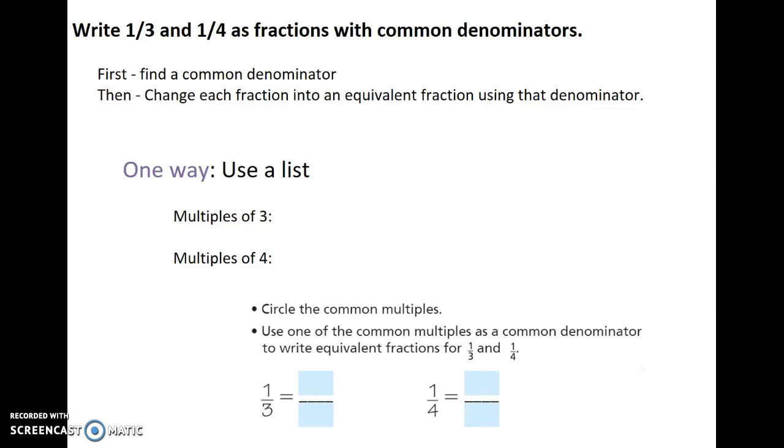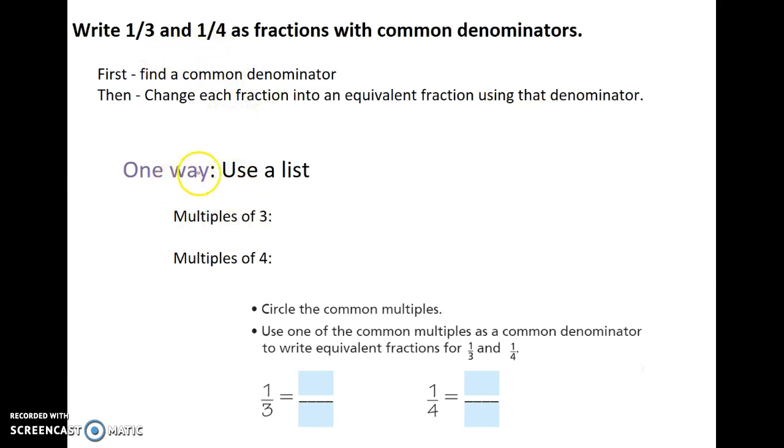We are going to do a ton of work with fractions this year, but we're going to start off today talking about common denominators. So the first problem says write 1/3 and 1/4 as fractions with common denominators. So generally, this is going to be our process. First, we're going to find a common denominator between the two fractions, and then we're going to change each fraction into an equivalent fraction using that denominator.